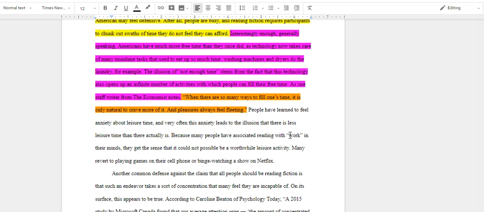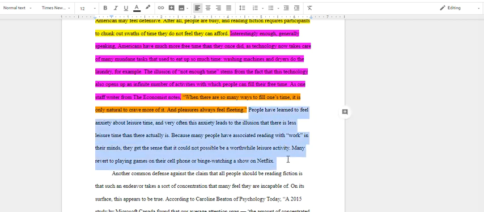Because many people have associated reading with work in their minds, they get the sense that it could not possibly be a worthwhile leisure activity. Many revert to playing games on their cell phone or binge watching a TV show on Netflix. So the article that I read and that I quoted from is all about people's free time and how they feel about that. The article I read says nothing about reading fiction, but I have to tie it back, and that's what I'm doing here, to reading, because that's what my whole essay is about. So I have to set about connecting those ideas together.